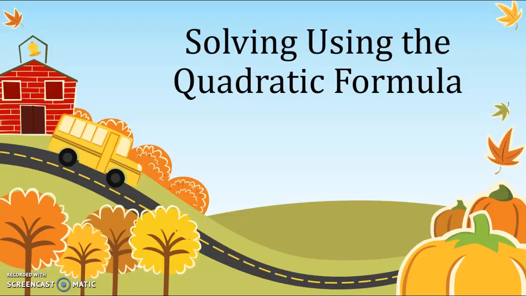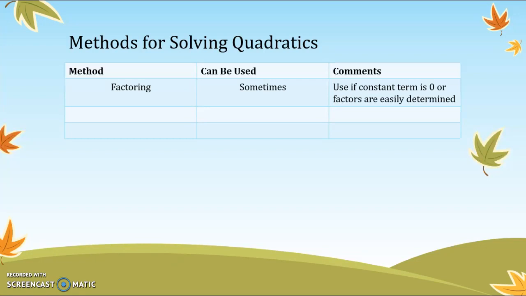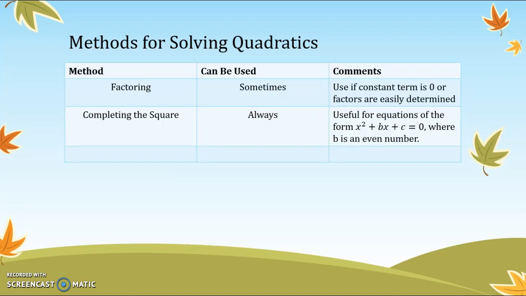Hello, today we're going to chat about solving using the quadratic formula. Now, in the past, we have done a couple different methods thus far for solving quadratics. We've talked about factoring, and we know that with factoring, this sometimes works because sometimes not everything is factorable, and we would call it prime or unfactorable. So we had to use some different alternatives. We then talked the other day about completing the square, and we can complete the square always.